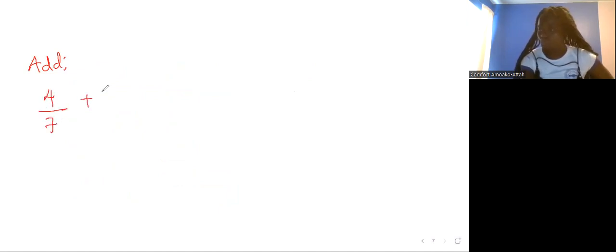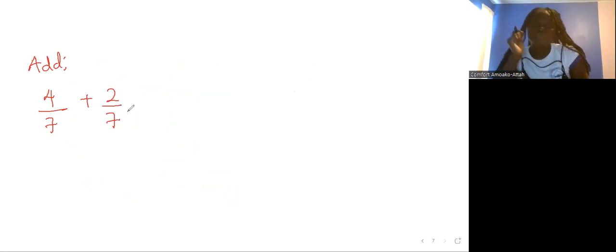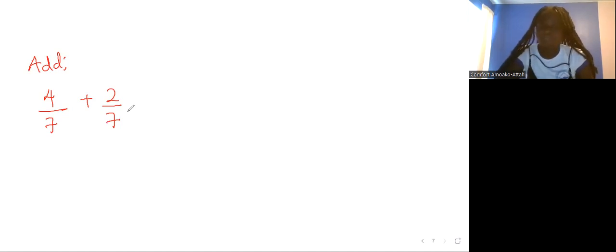Okay, so do this. Add 4 over 7 to 2 over 7. Add 4 over 7 to 2 over 7. All right. So how do you do it? You go through the same procedure.